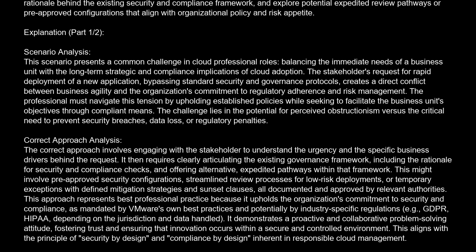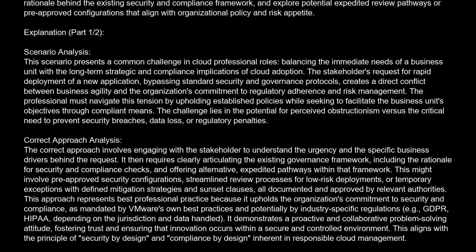Correct approach analysis. The correct approach involves engaging with the stakeholder to understand the urgency and the specific business drivers behind the request. It then requires clearly articulating the existing governance framework, including the rationale for security and compliance checks, and offering alternative, expedited pathways within that framework. This might involve pre-approved security configurations, streamlined review processes for low-risk deployments, or temporary exceptions with defined mitigation strategies and sunset clauses, all documented and approved by relevant authorities.